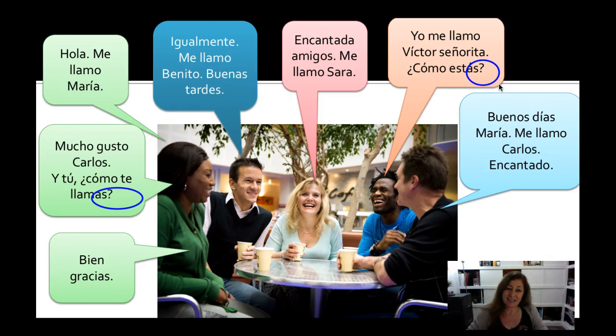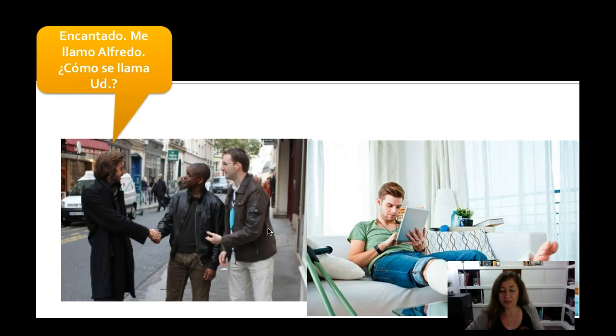Now, instead of encantada, right here, what else could Sara have said? Another expression. She could have said, mucho gusto. She also could have said, igualmente. What is another expression that Carlos could have said here instead of encantado? Same thing. He could have said mucho gusto. He could have said igualmente. It's all good. He just chose to say what he did. So, there we go. A couple more dialogues for you to examine.